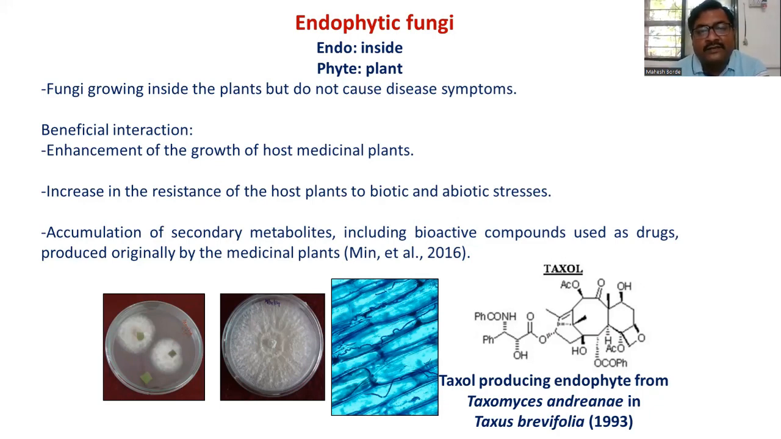Especially, they produce the same type of secondary metabolites produced by the plant and give them to the plant. In this way, they increase the resistance of the plant to cope with various biotic and abiotic stresses. The first discovery of endophytic fungi was in 1993. From the plant Taxus brevifolia, one endophytic fungus was isolated, Taxomyces andreanae, and it produces taxol. Taxol is an anti-cancer compound mostly produced by the Taxus plant, but this endophyte also produces taxol.